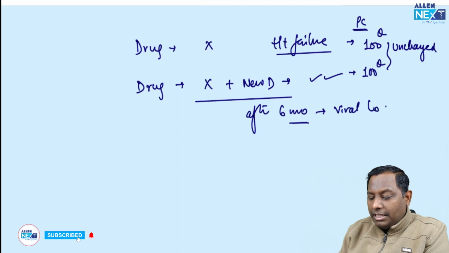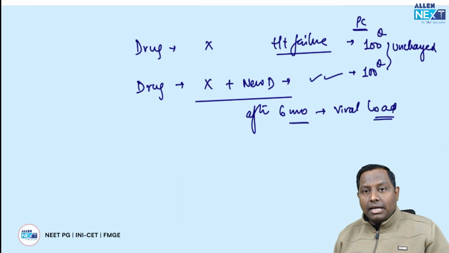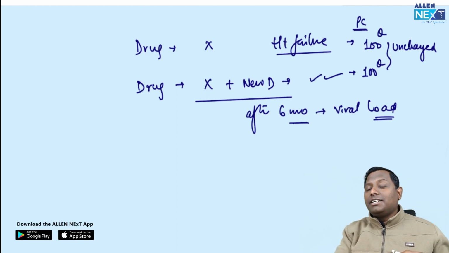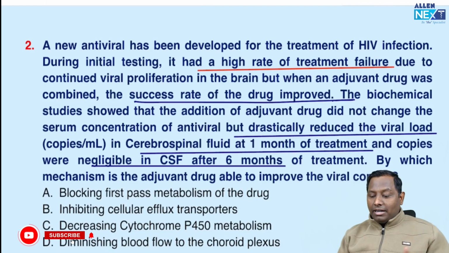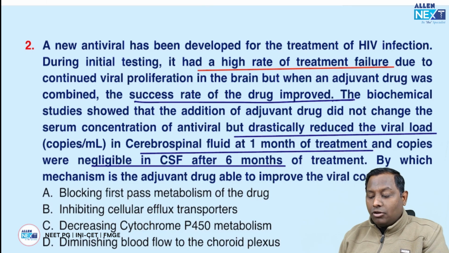That means something was happening such that the drug alone was not working, although adding the new drug is not increasing the plasma concentration of the drug. Try to understand, they are not increasing the antiviral drug's load. By which mechanism is the adjuvant drug able to improve the viral control?